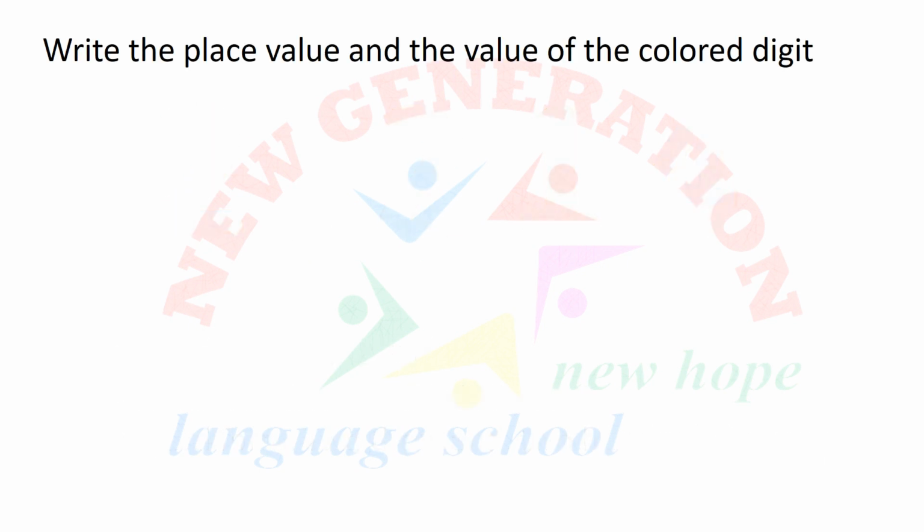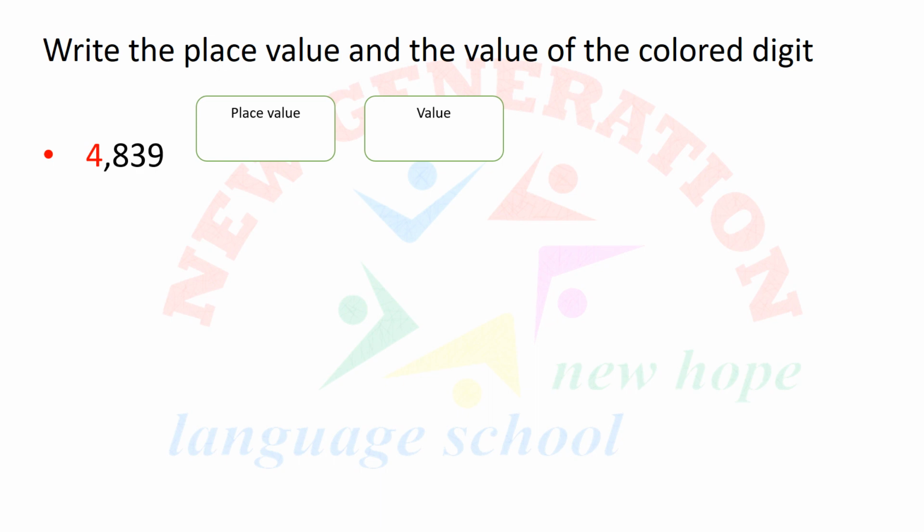Okay. Write the place value and the value of the colored digit. 4839. I want the value and the place value, of course. Okay, 9 in the ones place value, 3 in the tens place value, 8 in the hundreds place value, 4 in the thousands place value. So the place value of the 4 is thousands, and the value, of course, will be 4 thousands.